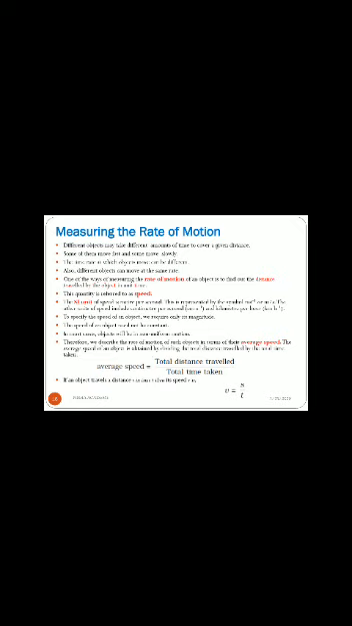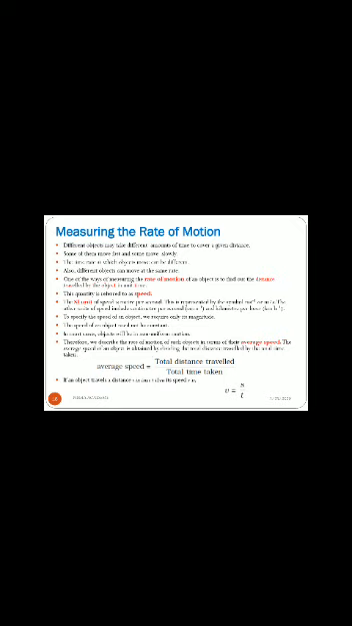The speed of the object need not be constant. In most cases, the object will be in non-uniform motion, and therefore we have to define the average speed. We describe the rate of motion of such an object in terms of average speed. The average speed of an object is obtained by dividing the total distance traveled by the total time taken.